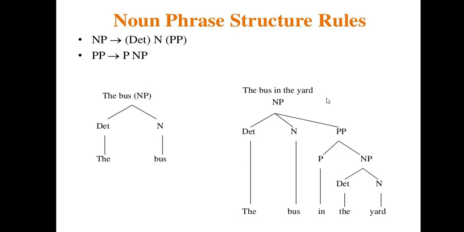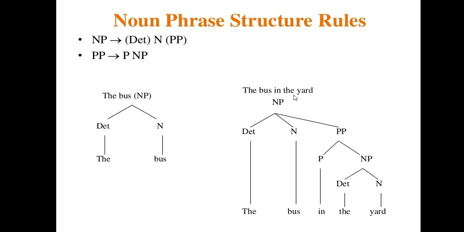And look at this. In this case, we have another noun phrase, but we also have a PP, which is a prepositional phrase, in the yard. The bus in the yard is an NP, a noun phrase, composed of a determiner, the, a noun, bus, and a prepositional phrase. And the prepositional phrase is composed of a preposition and also another noun phrase, the yard. You can see it here.